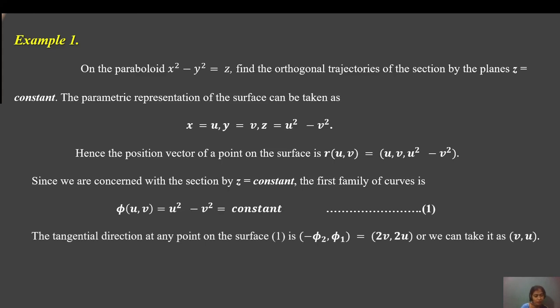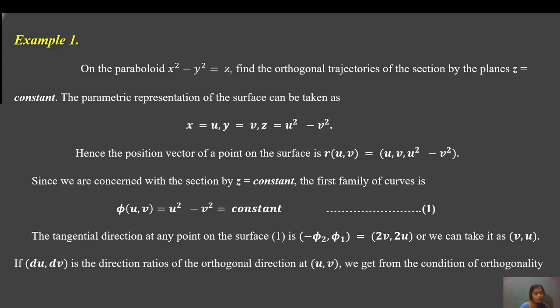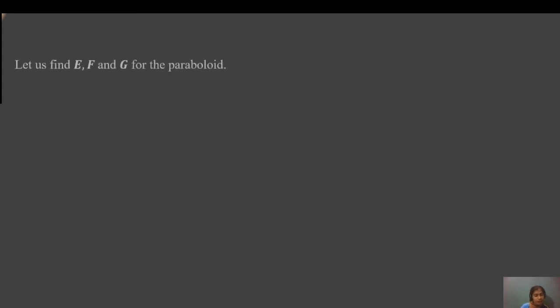Then putting in the values, the tangential direction at any point on the surface is given by minus phi 2, phi 1, which equals 2v, 2u, or we can say v and u. If du upon dv is the direction ratio of the orthogonal direction at (u,v), we get from the condition of orthogonality: Ev du plus F(u du plus v dv) plus Gu dv equals 0. This is the form we get.